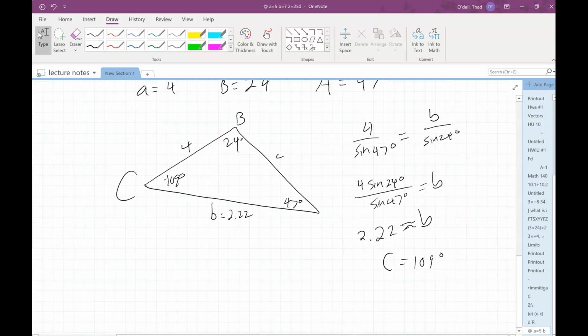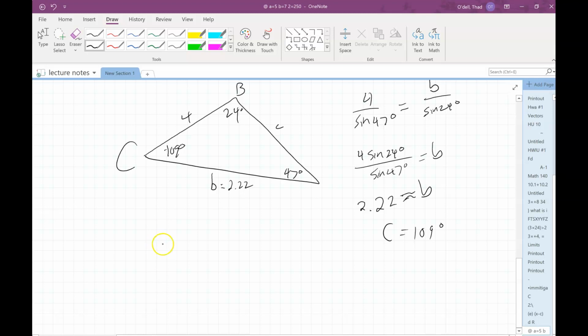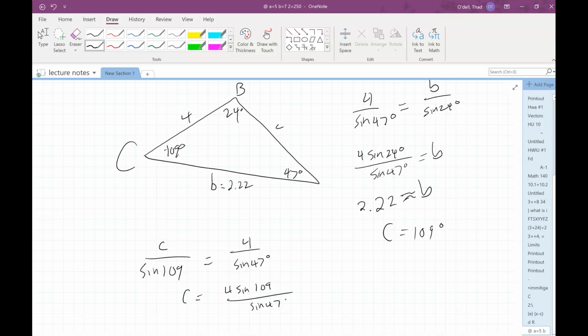And so then all we have left is to find small c. So we'll go small c over sine of 109. That has to be equal to, and always use the one that was given to you, so that would be 4 over sine of 47, if you can help it at all. And so then we get c is actually equal to 4 times sine of 109 divided by sine of 47.